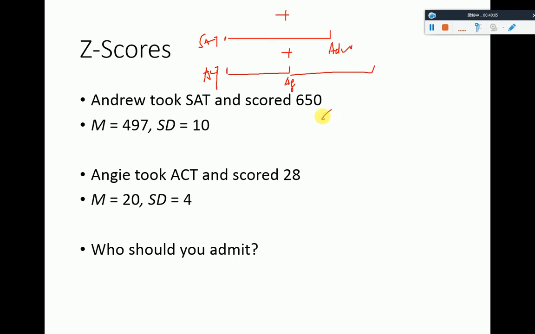So 650 minus the mean, 409 divided by 10. What is it? It is 3. That's 4, 5, sort of 553. Sorry. Yeah. Am I right?